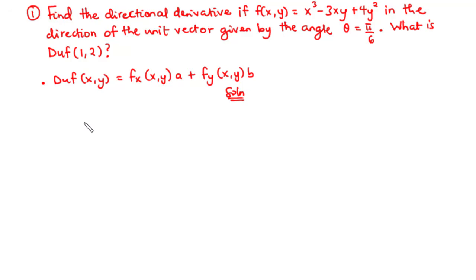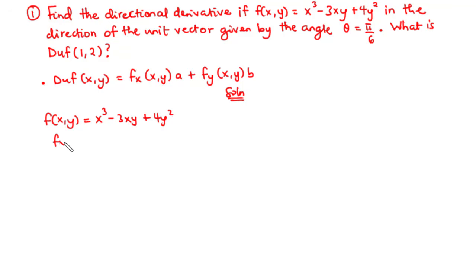So how do we solve this? First of all, we know that the directional derivative of the function is given by fx times a plus fy times b. So let's try to find fx and then fy. So we have the function f of x, y, and that is given by x cubed minus 3xy plus 4y squared.